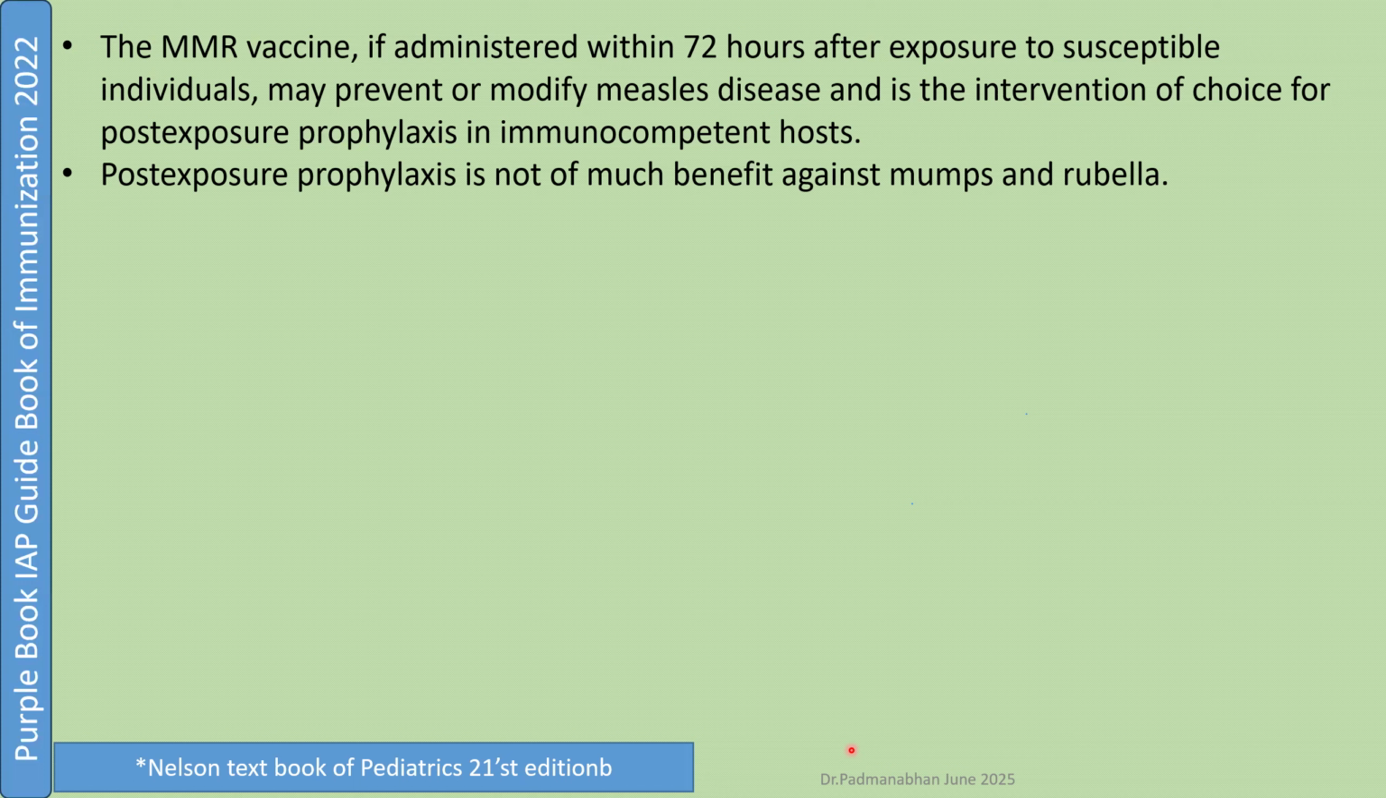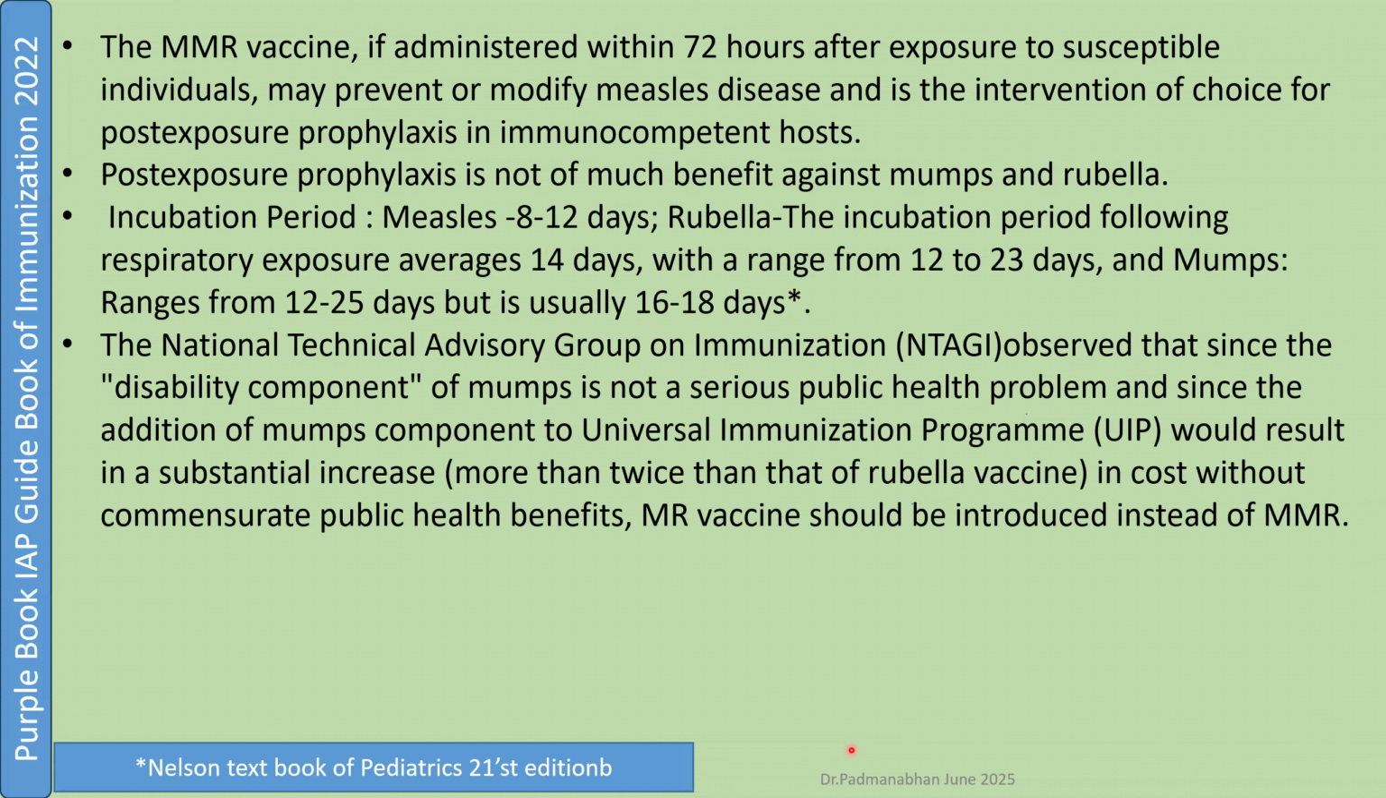That is, if you give the MR vaccine, the incubation period is very interesting here. I think the next slides would give you some idea. Read it now. The incubation period: measles 8 to 12 days. Rubella, the incubation period following respiratory exposure averages 14 days with a range from 12 to 23 days, and mumps ranges from 12 to 25 days but is usually 16 to 18 days.